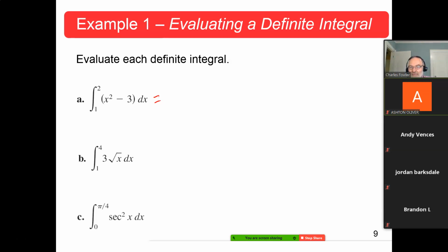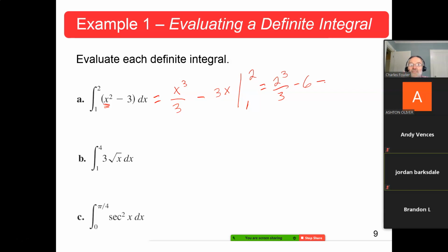All right. Now what we're going to do, antiderivative of x squared. Someone tell me what that is. X cubed over 3 minus, what's the antiderivative of 3? 3x. Perfect. We're going to evaluate that from 1 to 2. Okay? Meaning we're going to plug in the 2 first. That will be 2 cubed over 3 minus 3 times 2. Can I go and write down 6?